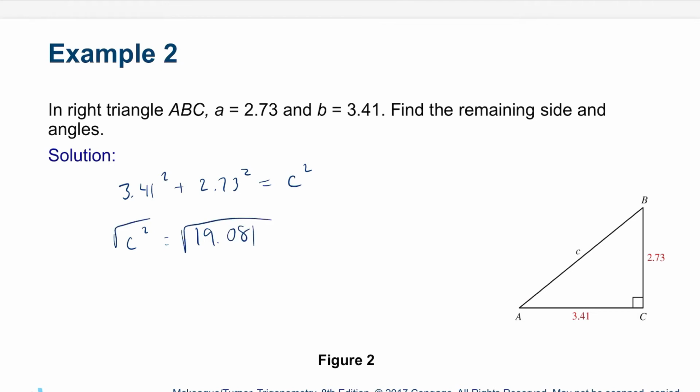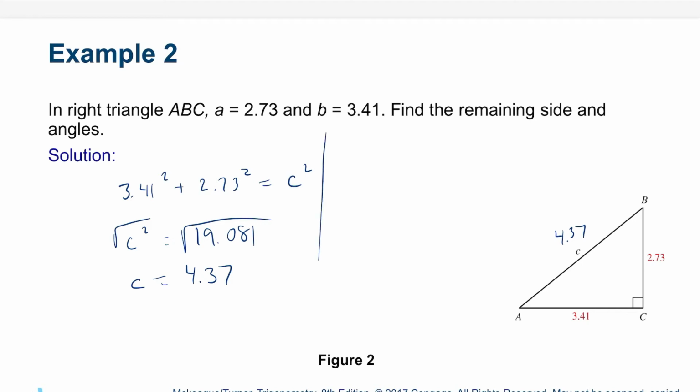Taking the square root of both sides gives us 4.37 if you round to 2 decimal places. All right, so now we have that, 4.37. Now we can figure out the missing angles. Let's start with angle A. I'm going to use inverse tangent to use opposite over adjacent.